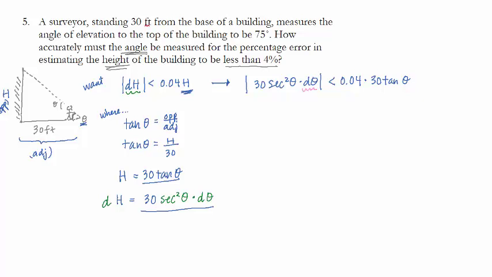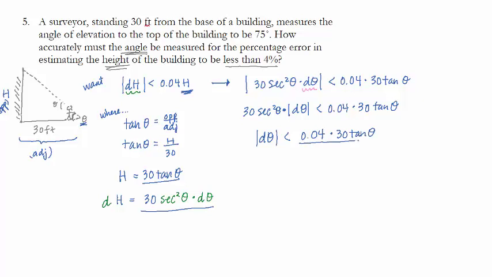So 30 is always positive, secant squared is always positive. Those guys can bust right out of the absolute value. Secant squared theta times the absolute value of d theta is less than 0.04 times 30 tangent theta. And on the left they are multiplied, so to get them over to the right hand side we'll divide. d theta, the change in theta, needs to be less than 0.04 times 30 tangent of theta divided by 30 secant squared of theta. Of course, the 30s can at least cancel.